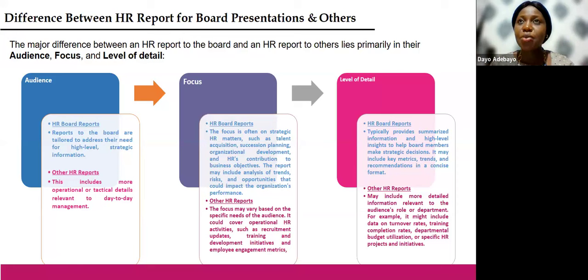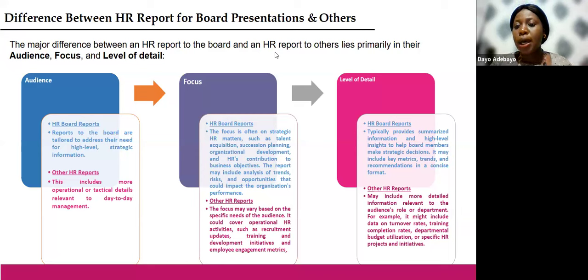And again, in this instance, we are dealing with the board. So, the level of detail. The level of detail for your board reports is typically summarized information and high-level insights to help board members make strategic decisions. It may include key metrics and trends. You want to show them the trends, what has happened. You want to do a comparative analysis of what happened last year to what is happening this year.